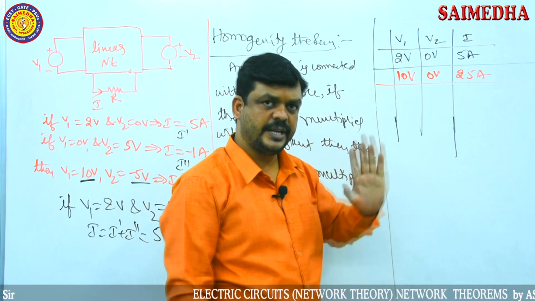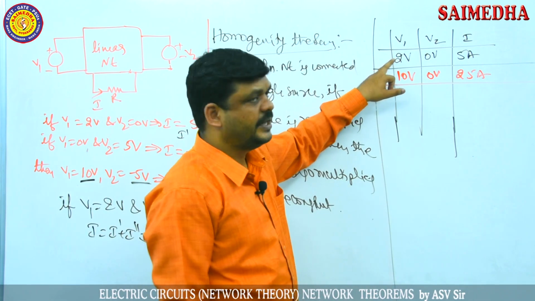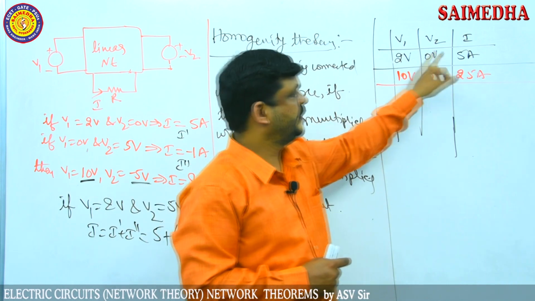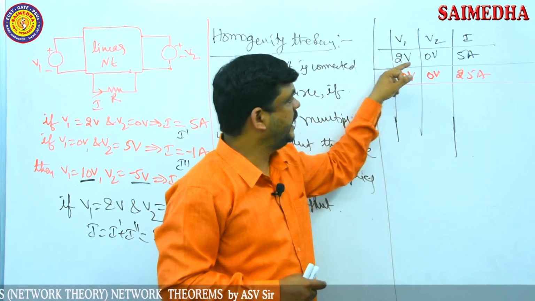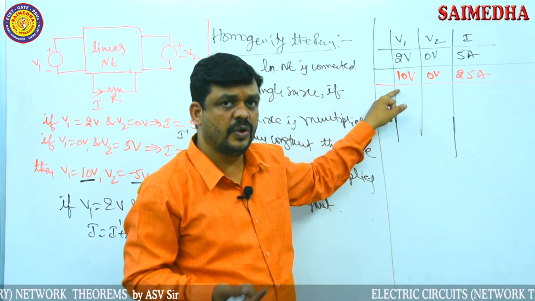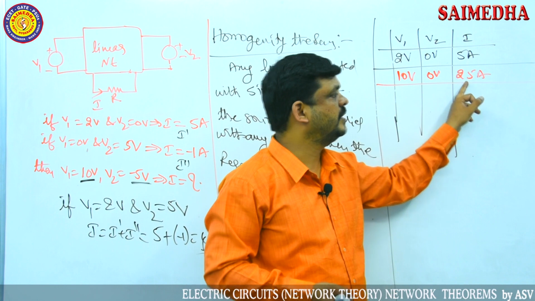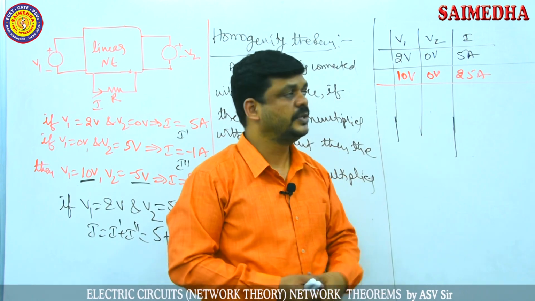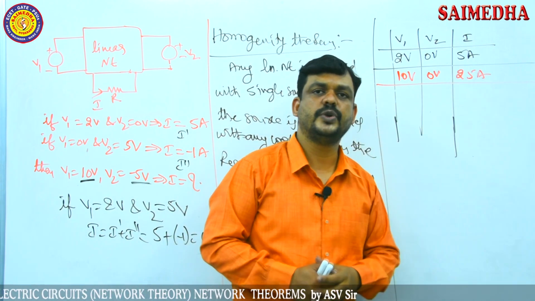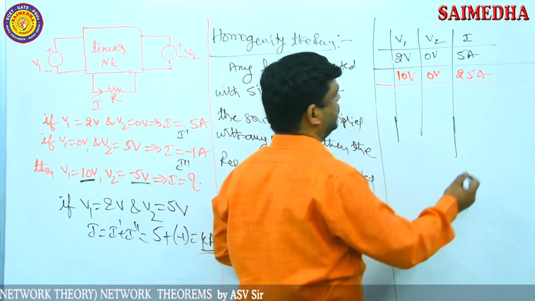Here V2 is disconnected and V1 is applied. Initially V1 is 2 volts and the response is 5 amperes. If this 2 volts is replaced with 10 volts, that means it is increased 5 times, so the response of the circuit is also increased 5 times. 5 into 5 becomes 25 amperes. So this is the first condition.